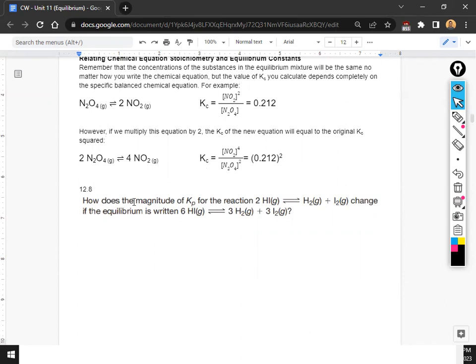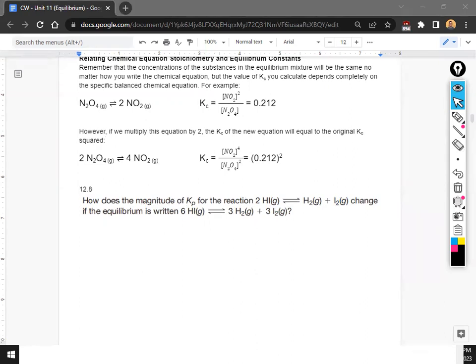Okay, so let's take a look at 12.8 now. This isn't giving us any numbers, but we do need to analyze this and talk about magnitude. How does the magnitude of the KP for this reaction right here change if it's written like this? What you need to find is the relationship between these two and how that's going to change the magnitude of the KP value. You don't have exact numbers, but you're going to have to be able to explain how the magnitude changes. Take about a minute to do that. We'll go over it, and then we'll move on to where we combine all this together. I think that'll be the last thing we do today.